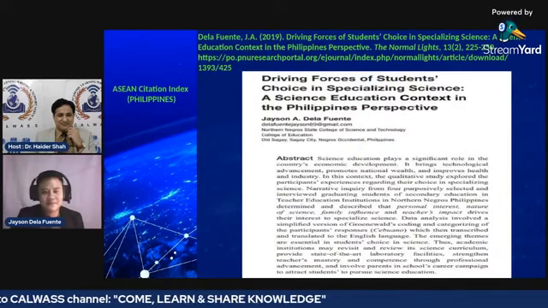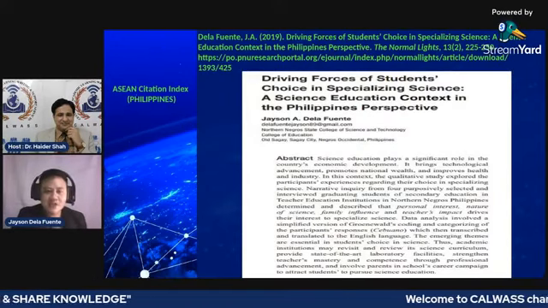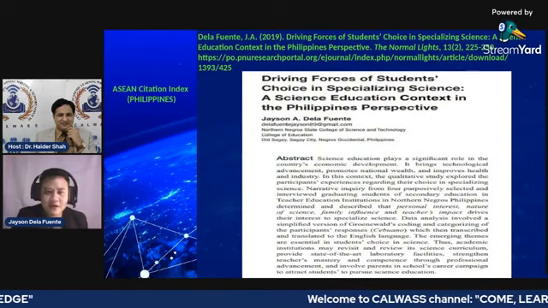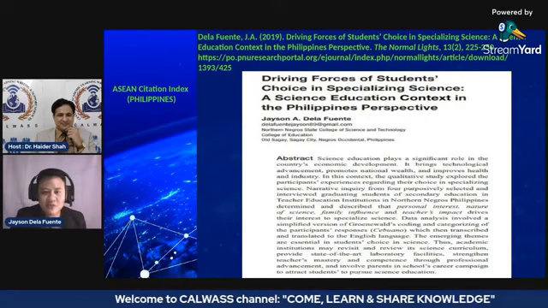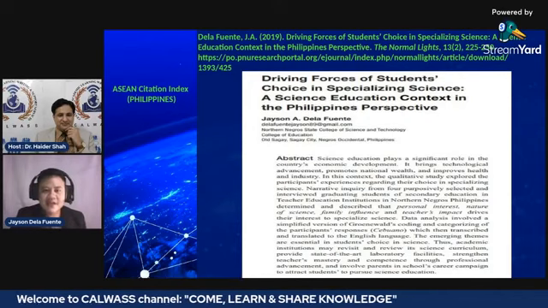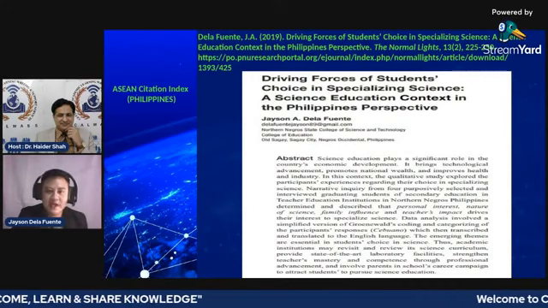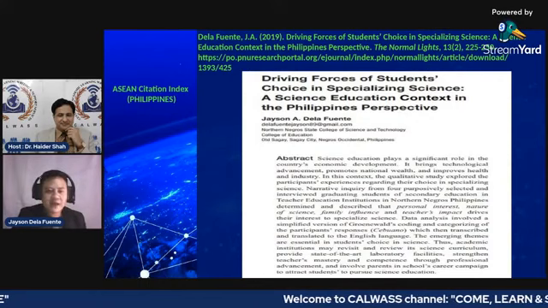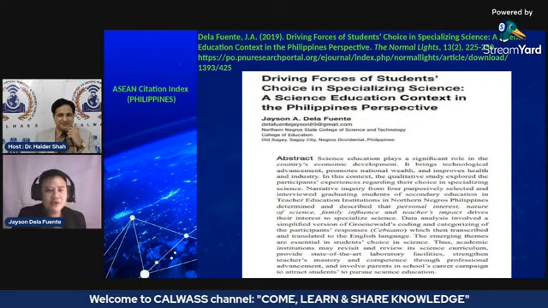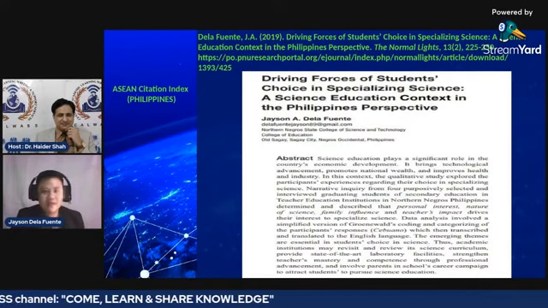The second one, before we end, is actually an excerpt from a published article, also qualitative, entitled Driving Forces of Students' Choice in Specializing Science, a Science Education Context in the Philippines Perspectives. This was published in the Normalites, an ASEAN Citation Index. The ASEAN Citation Index is actually a counterpart of Scopus in the Asia Pacific region, but the journal is from the Philippines.